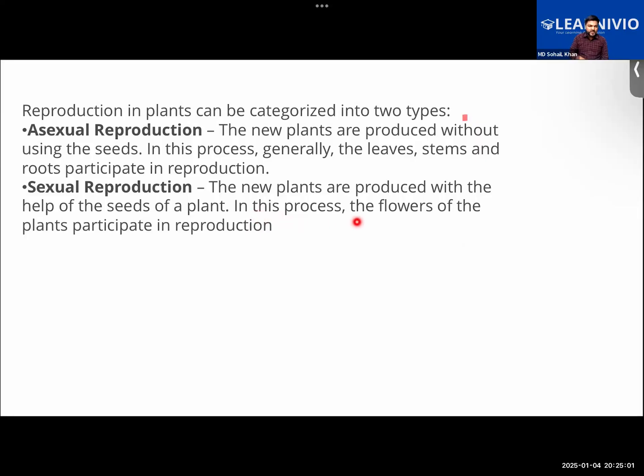When pollination happens, getting it? The flowers of the plants will be participating in reproduction. Basically, pollination will occur between the flowers. After pollination, the fruits will be formed and the seeds will be formed. And with the help of the seeds, a new plant will be produced. So that is the case of sexual reproduction, right?